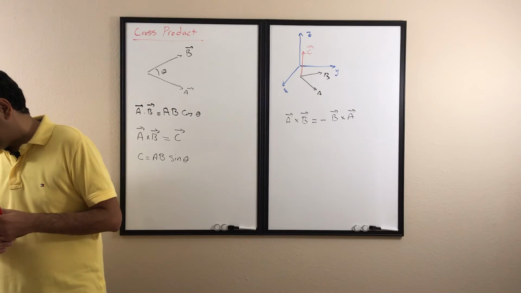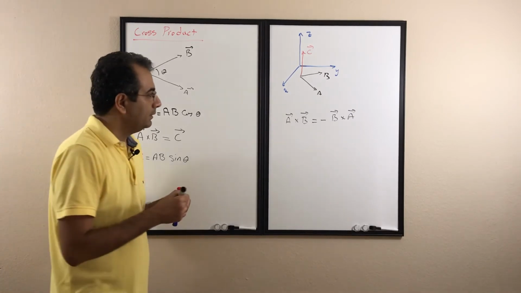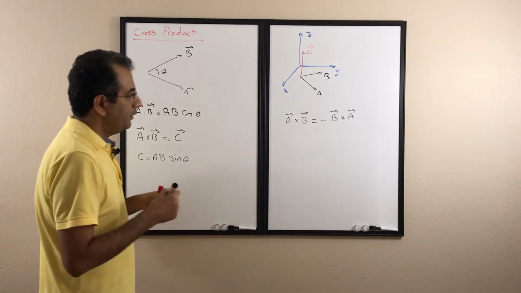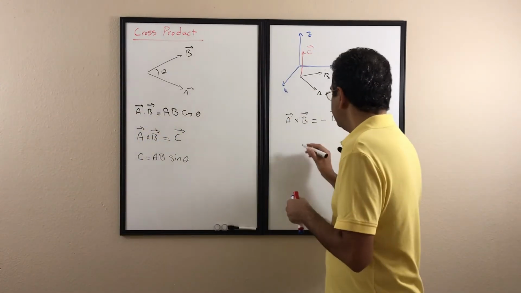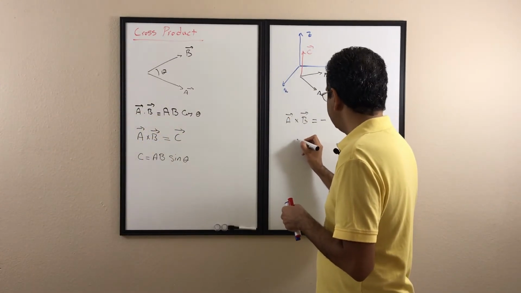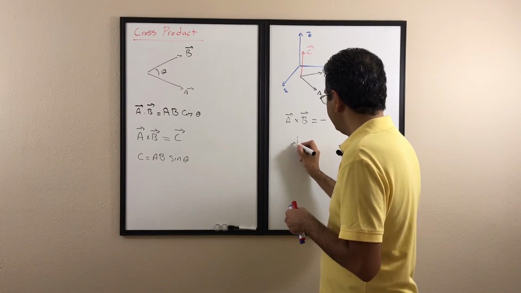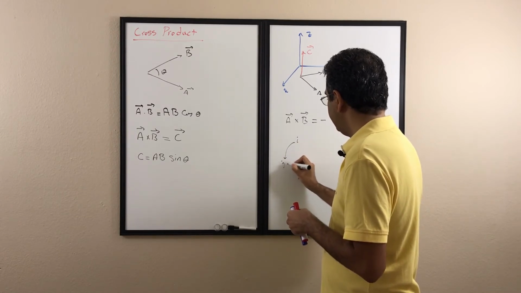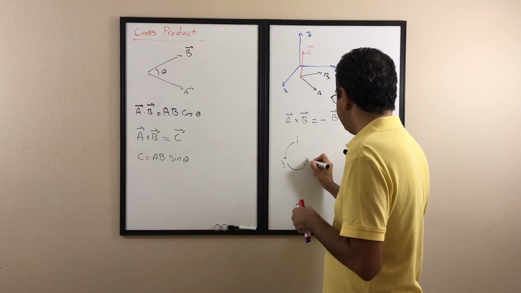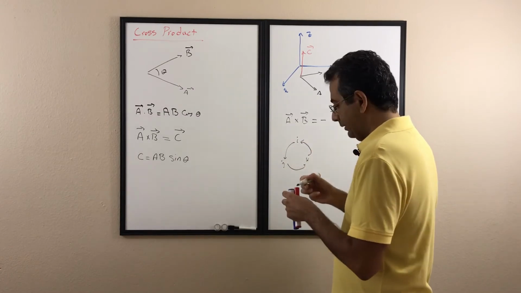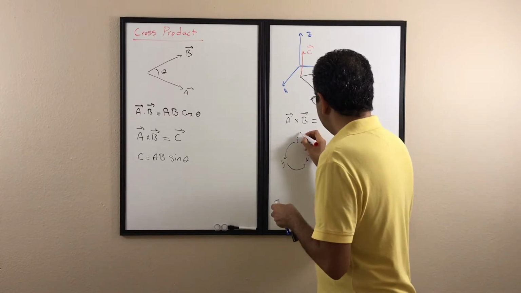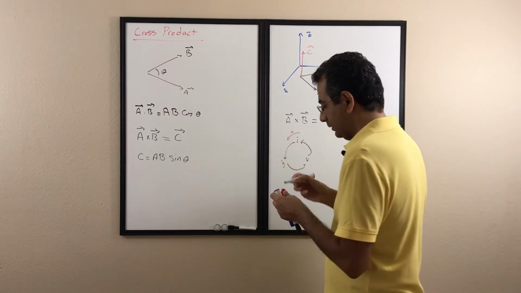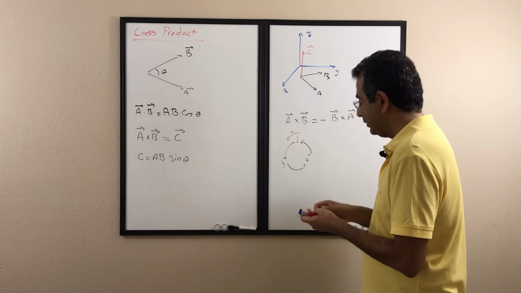One other point that we need to know is the value of I, J, and K multiplied together. One easy way is to assume that I, J, and K are sitting like that, and if I rotate counterclockwise, it's positive. So assume the rotation in the counterclockwise direction is positive.